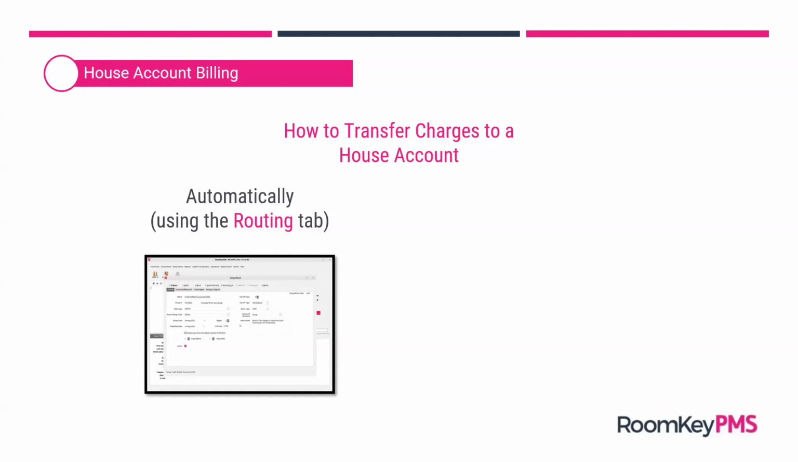So this video is a little bit longer because it's going to show us both methods, as well as what it looks like when the transfer occurs. Once you set up the routing tab to automatically route charges, we'll see what that automation looks like, and the end result in Roomkey.